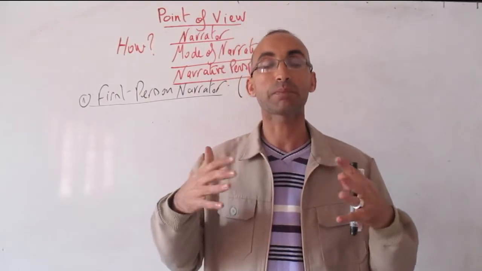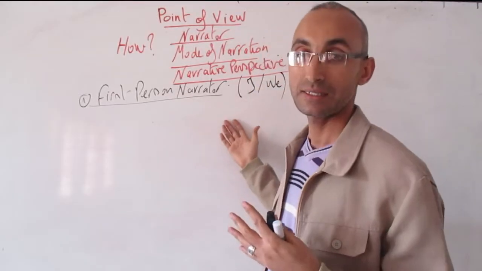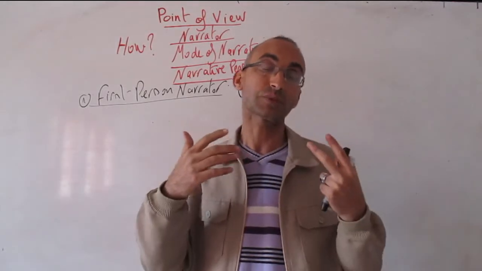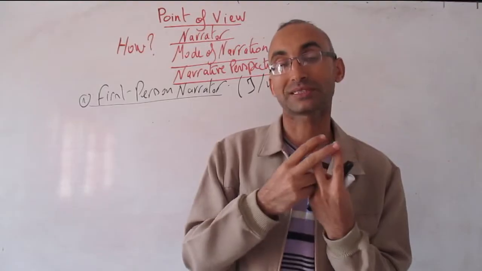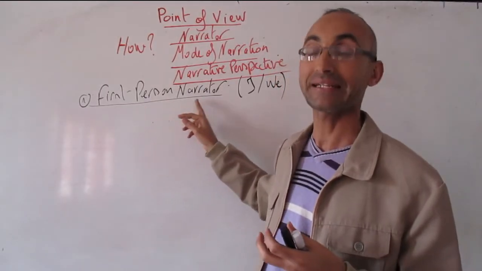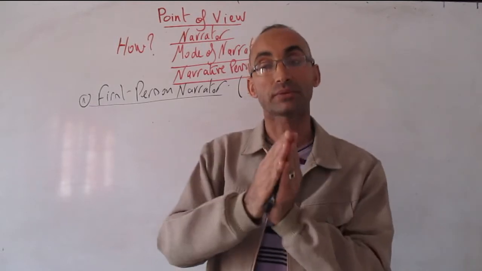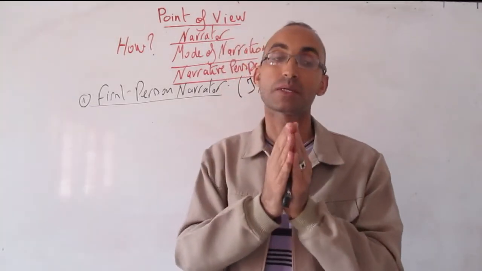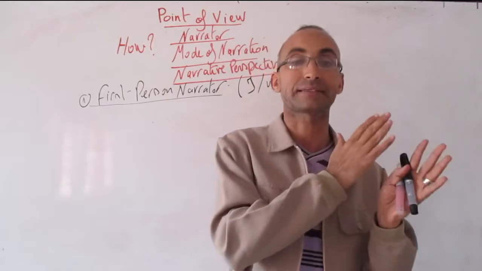Now, if we want to mention some examples about the use of the first person narrator, here we have to also distinguish between two types of characters, because sometimes this first person narrator who is a character in the novel can be sometimes a major character and other times a minor character. Clear? Major character or minor character.